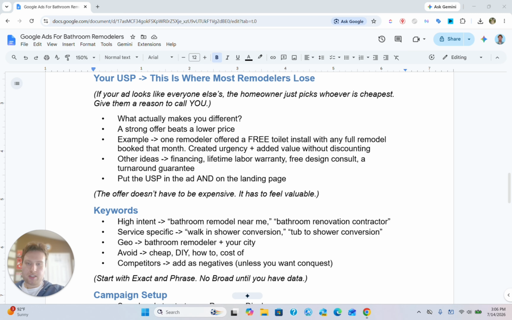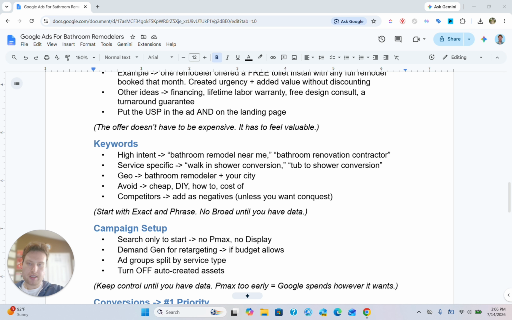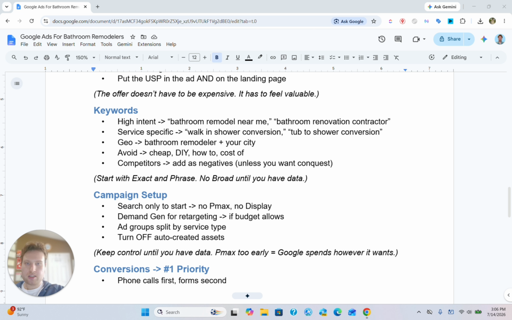I would put the unique selling point in both the ad and on the landing page. That way it's highlighted. The reason why you want to do it in both is you can put it in the ad, which is great. It's probably going to increase the click-through rate. But when they go to the actual page, they will see that and they're more likely to read it and ideally convert. And again, it doesn't have to be expensive, but make it feel valuable. That they feel like they're winning when they sign on with you.